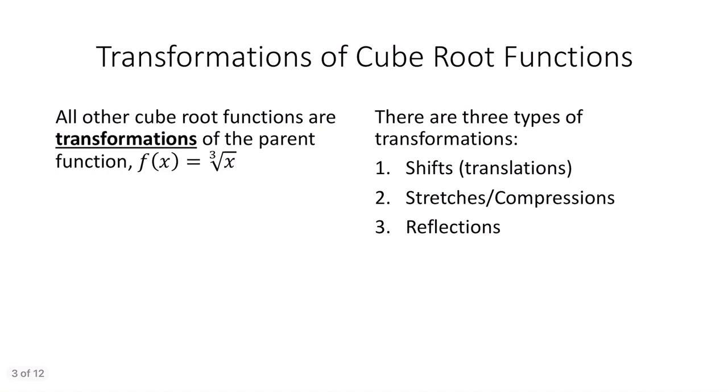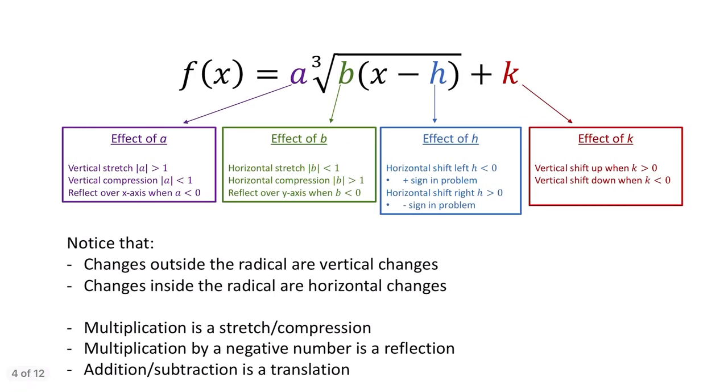There are three types of transformations that we can see. You can see shifts, which are also called translations, stretches or compressions, and reflections. Here is this picture that's in your study guide also. Make sure that you're using this when you go through the practice problems, because it tells you, when you're looking at these transformed functions, if you see a value of a, remember, anything on the outside, like an a or a k, is going to be a vertical change.